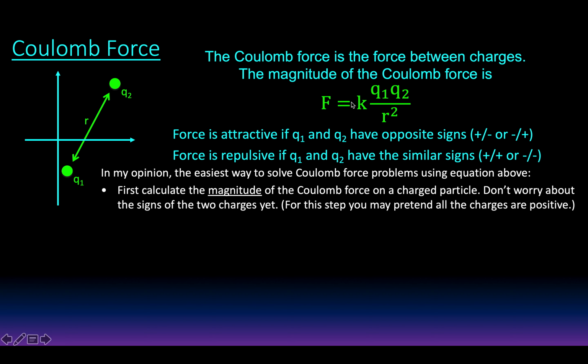K is a constant of nature, about 9 times 10 to the 9. R squared is the distance squared between the charges, and Q1 and Q2 will often be given in problems. So we could go through a calculation, we find the strength of the force between these charges.